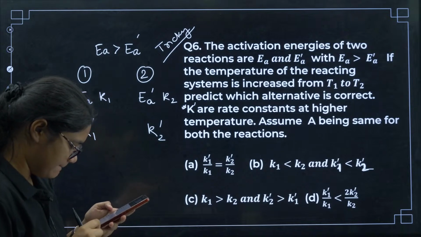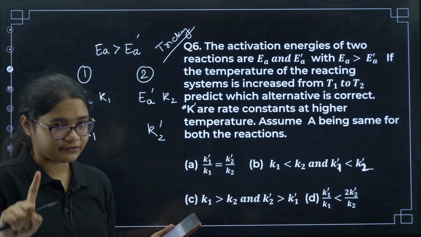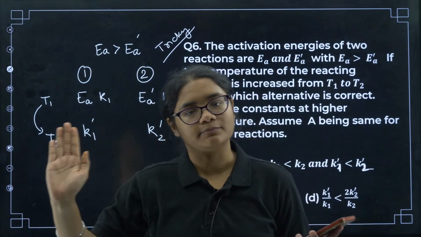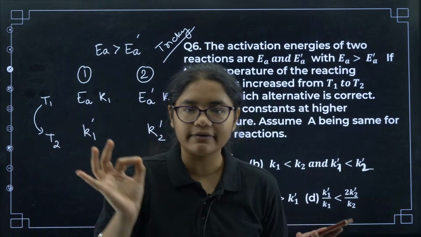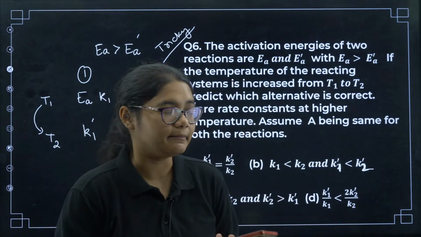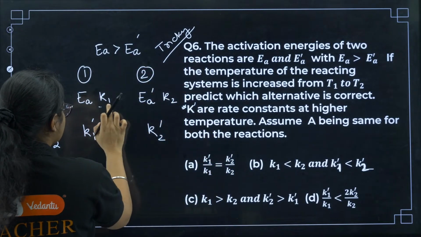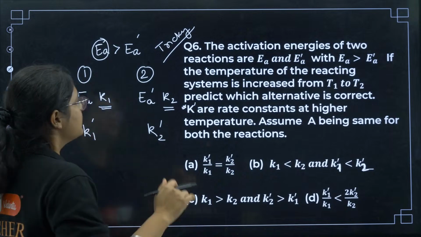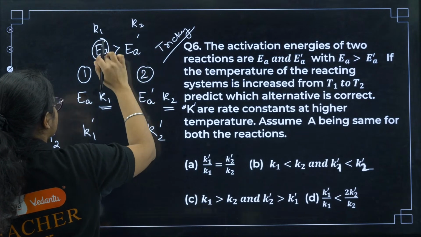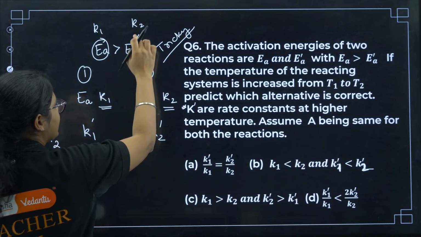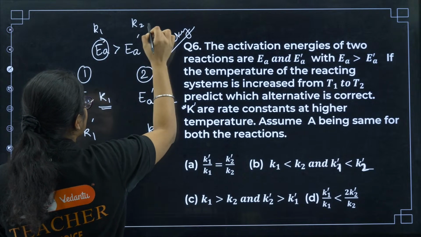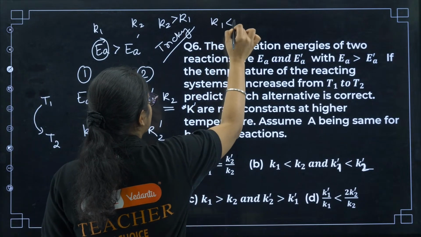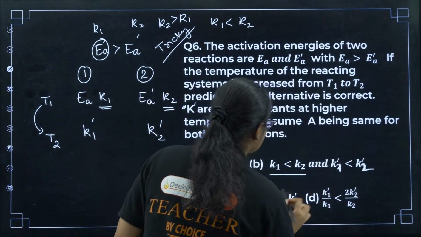6C, 6A. Okay, so students, let's understand this question. This is a tricky question, but we have to be very, very clear. See, activation energy and rate constant are inversely proportional to each other. Means what? Suppose at EA there was K1, then here it was K2. If activation energy is more here, the rate constant will be smaller. So at EA the rate constant was K1 and at EA dash it was K2, then K2 will be greater than K1, or I can say that K1 is less than K2.